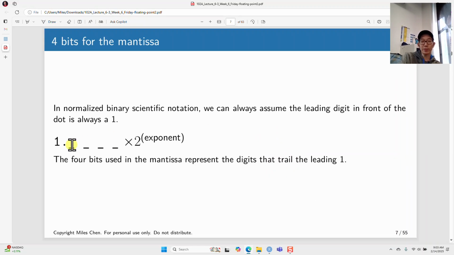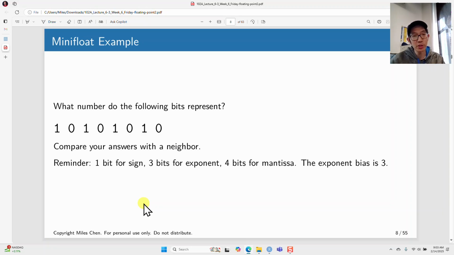And then the remaining 4 bits are in the mantissa, and those go into this section: 1 point something something something something. The 4 bits fill in here, and remember, after the binary point, this is the 1/2 place. A space to the right is the quarters, 2 to the negative 2. A space over is 2 to the negative 3, 1/8. And then a space over is 2 to the negative 4, or 1/16.